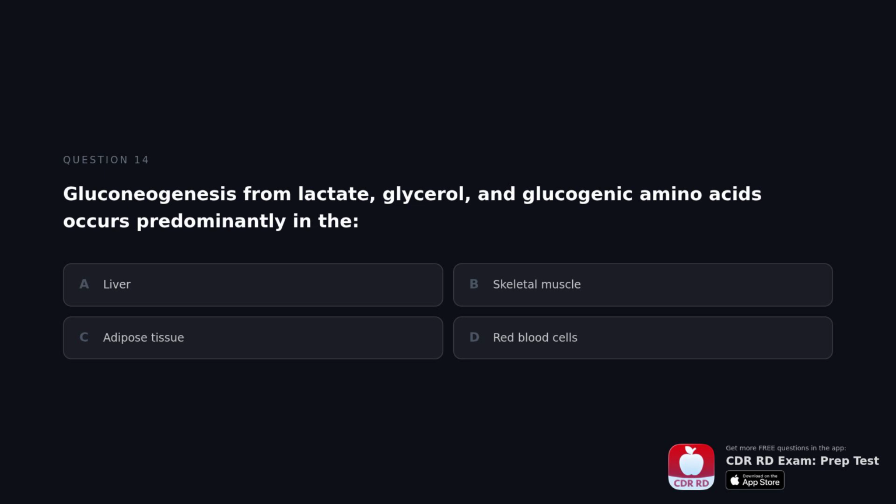Gluconeogenesis from lactate, glycerol, and glucogenic amino acids occurs predominantly in the A. Liver. B. Skeletal muscle. C. Adipose tissue. D. Red blood cells.